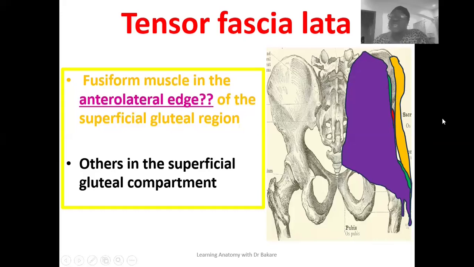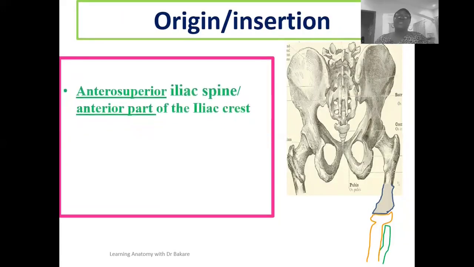So let's move to the next slide, where we'll be describing in detail how the fibers of the tensor fascia lata originate and also where they are finally inserted. So going to the origin of this muscle, the tensor fascia lata is seen to originate from the anterior superior iliac spine and also the anterior part of the iliac crest.